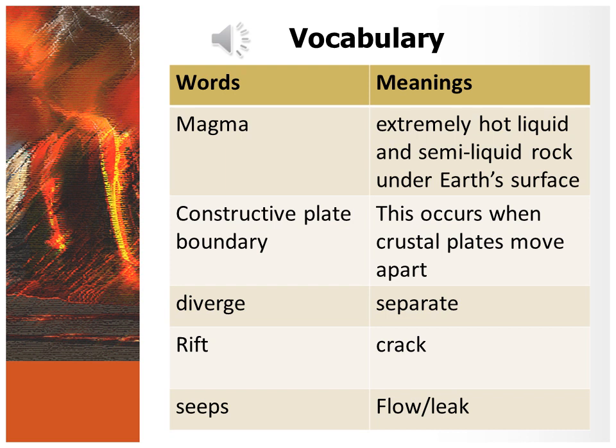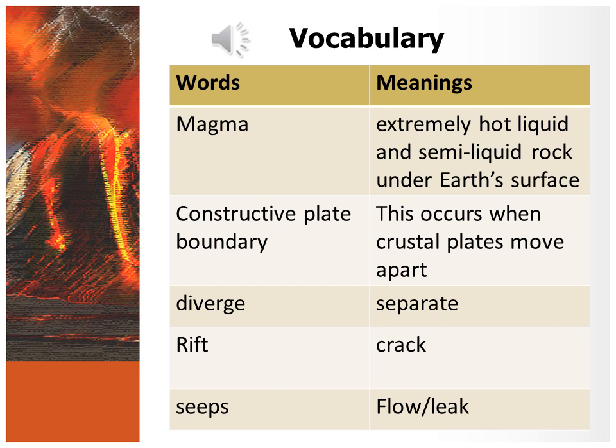Some new words or terms that you will be reading this week are magma, which is an extremely hot liquid or semi-liquid rock that is found under the Earth's surface. The next term that you will come across is constructive plate boundary. You students already know that the Earth's surface is broken into pieces called plates. These plates are continuously moving. When two plates move away from each other, the boundary of such plates is called constructive plate boundary.